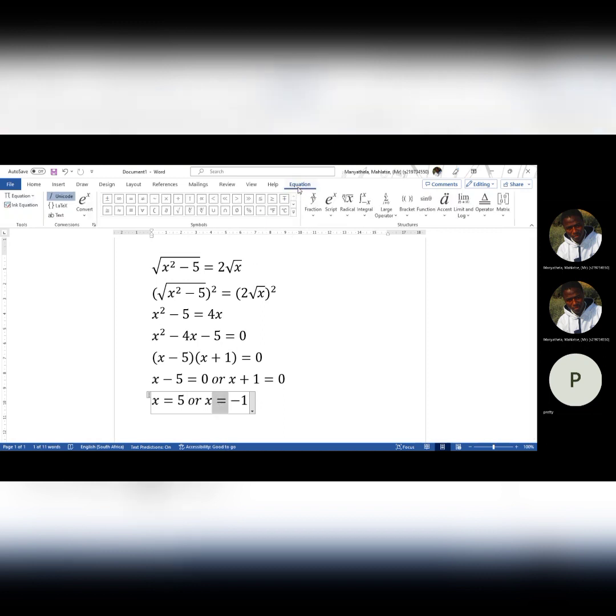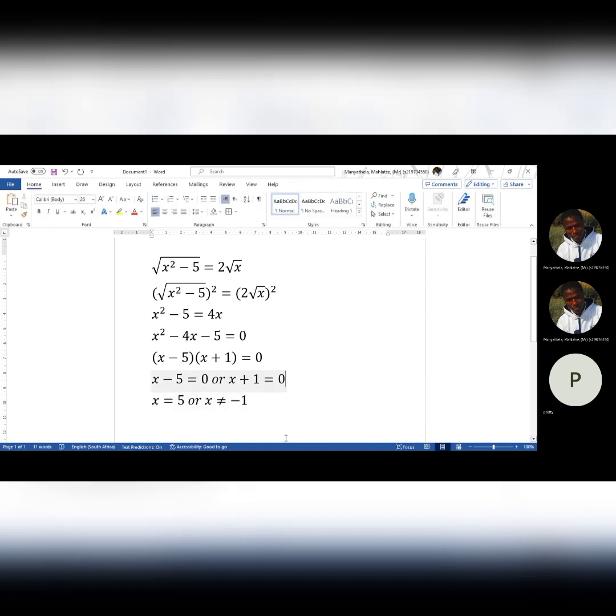Always you must indicate that the answer is rejected like this, so that you are awarded full marks. So scrap the one that does not work when plugged into the equation, the one that does not give you the right-hand side. So our x should not be equal to negative 1, but x should be equal to 5. So the value of x is 5. Thank you.